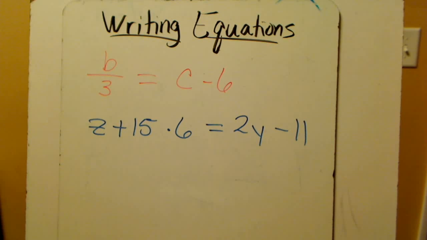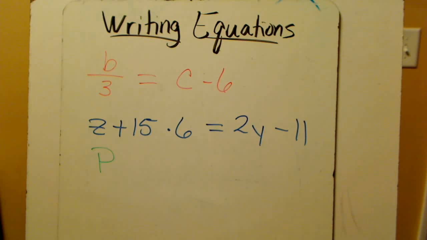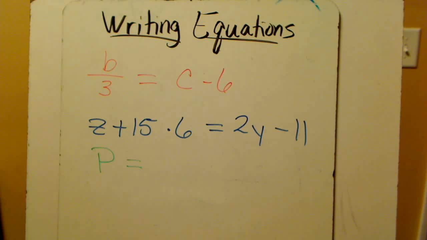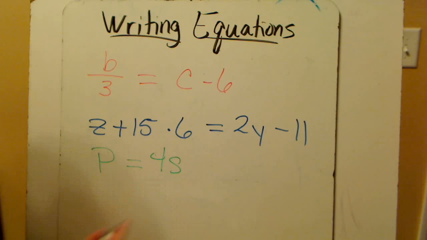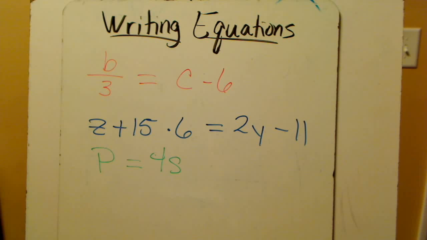The next one says the perimeter of a square equals 4 times the length of the side. So perimeter we always represent by the letter P. So we have the perimeter of a square equals 4 times the length of the side. Well, side is usually represented by the letter S. So we're going to say 4 times S to represent 4 times the length of the side. And that's our formula.